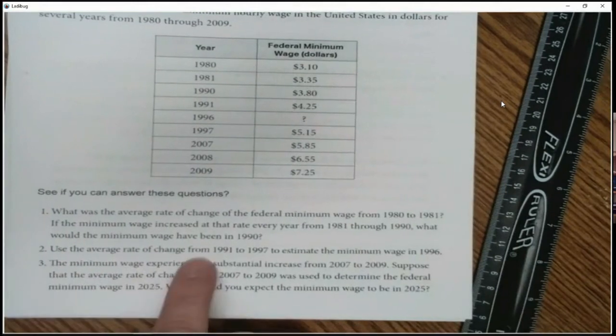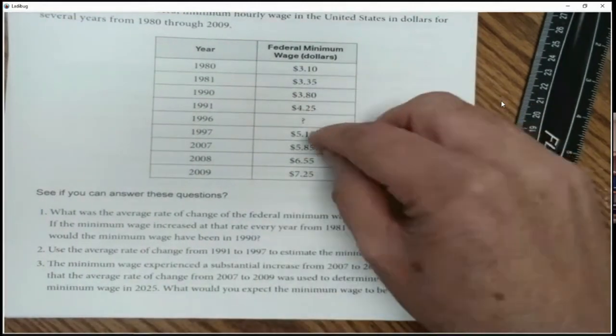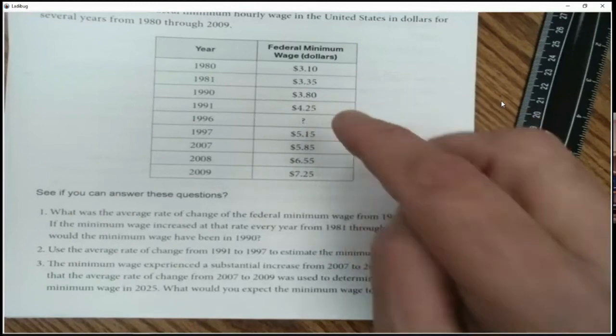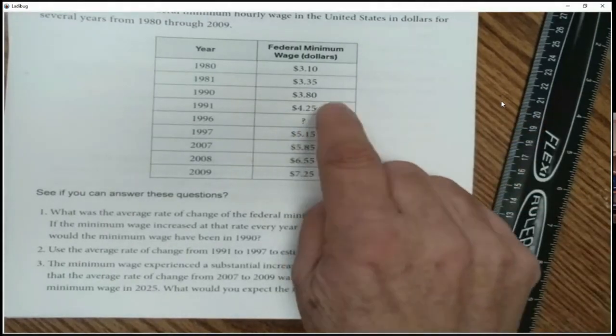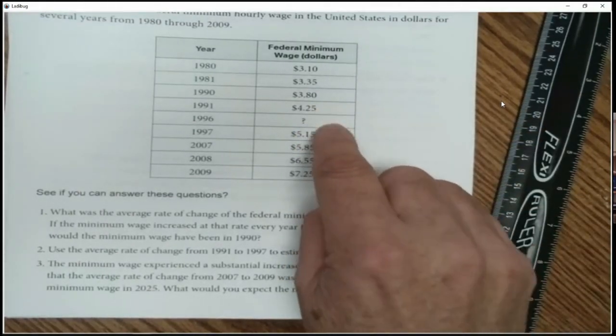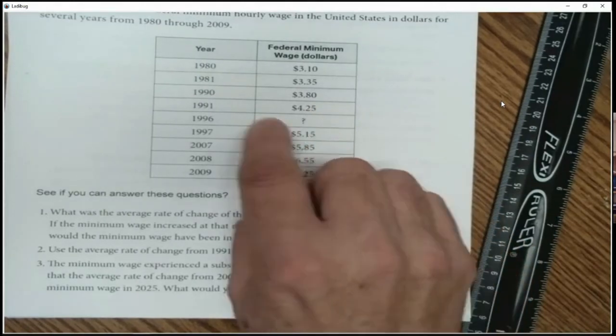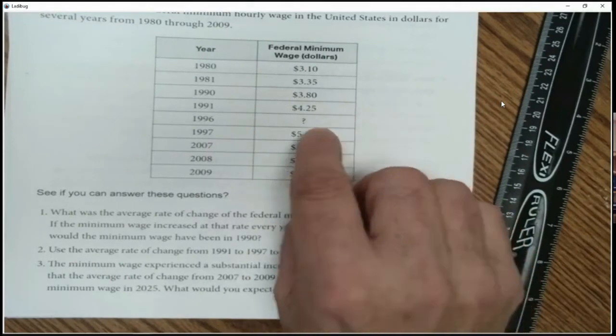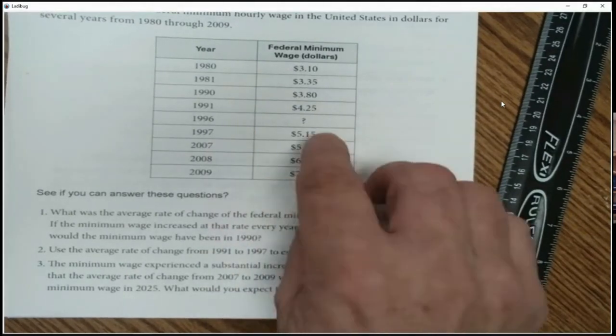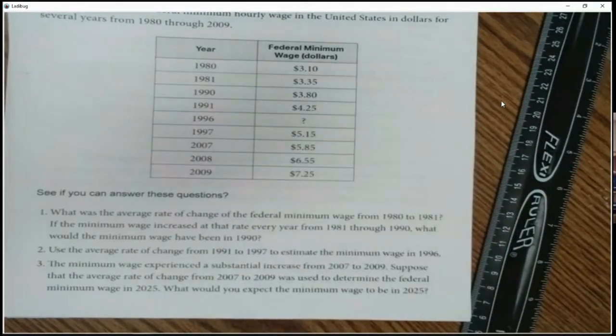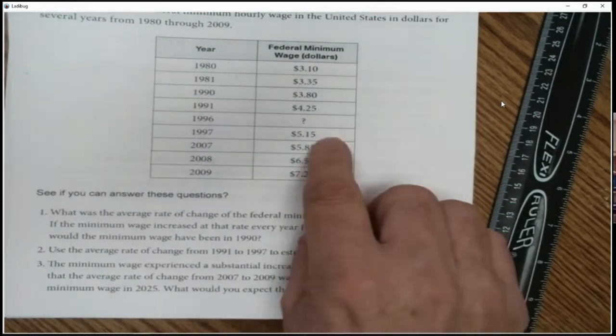Use the average rate of change from 91 to 97 to estimate what 96 would be. If it was going up at a constant rate between those years, what's the average that goes up every year? In 6 years, it went up 90 cents. So you'd have to divide that, 90 by 6. What would 1996 be?